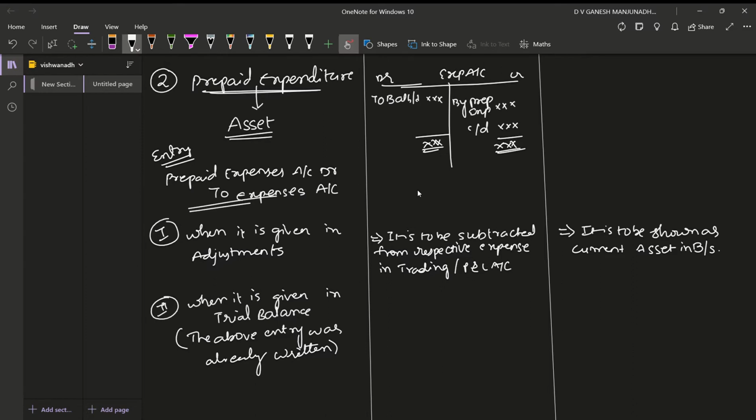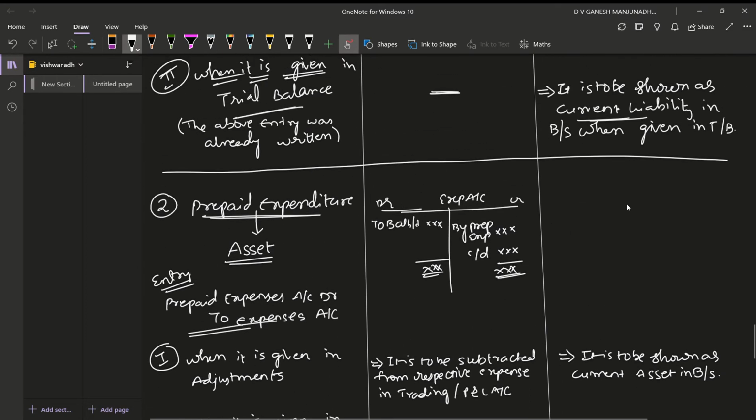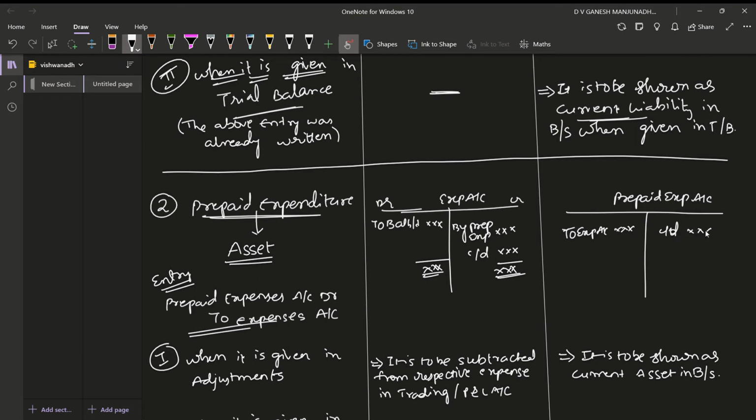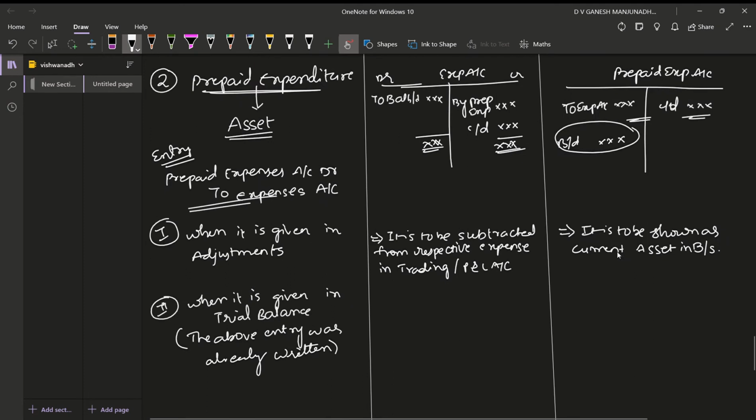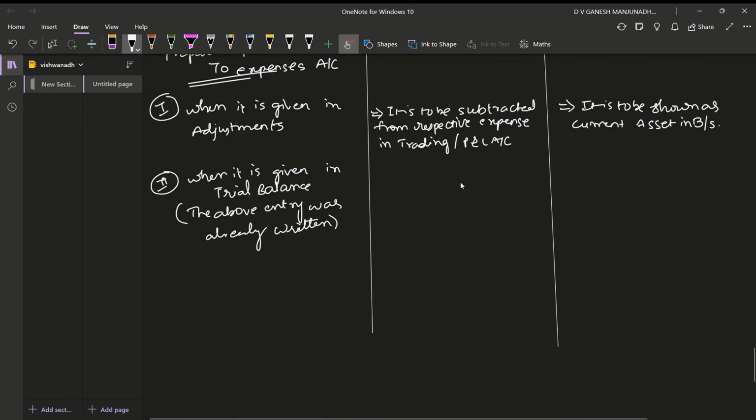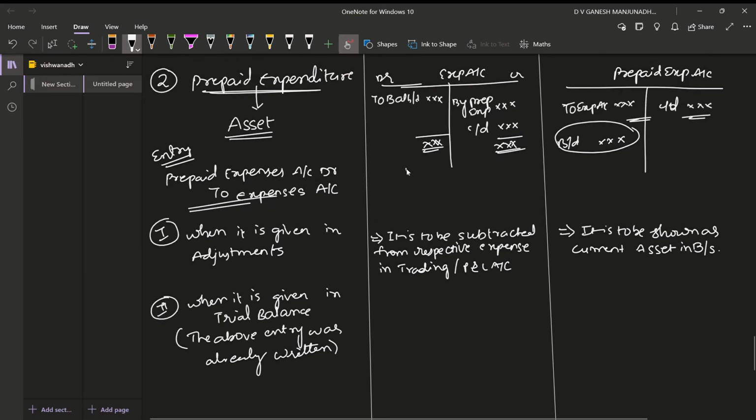But we shall look now at the prepaid expenditure account. This is prepaid expenditure account. Here to expenditure account, and we are going to carry down the same balance, and bring down the same balance. That means it is showing the debit balance now. When it is given in adjustments, we have to follow both impacts. When it is given in trial balance, we have to follow only single impact, because the expenditure account has already been completed. That means it is already been subtracted from the expenses account. It is shown as current asset in balance sheet.